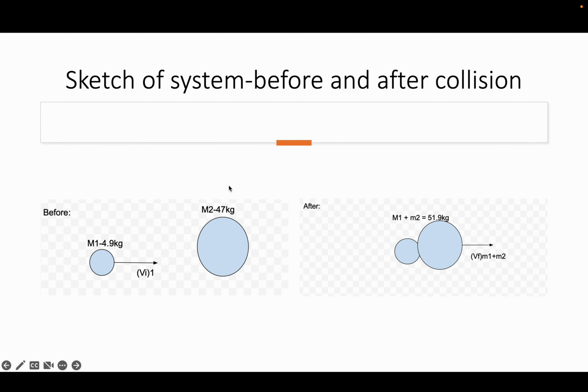Alright, and so here's a little sketch. On the left we've got the blocks before they collide, and we can see they're separate masses, and only one has velocity, which is important. And then in the second drawing we can see that the mass is the total mass, and they're both moving with the same velocity.